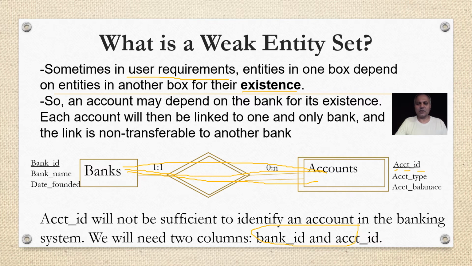Notice how we show this existence dependency. It's still a diamond, but it's now a double diamond. Notice that you have two lines out here that go to a double box. So this double box is now called a weak entity set.